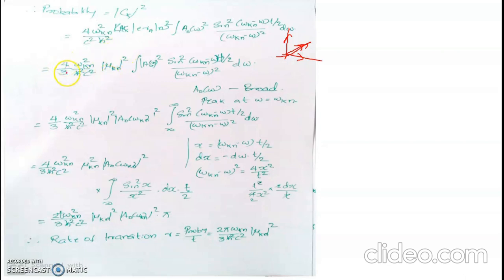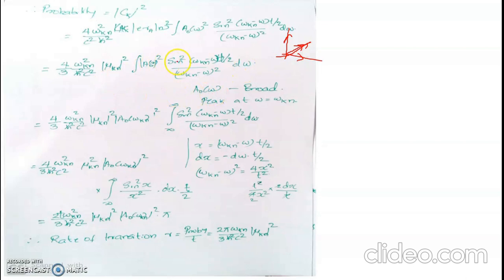So this becomes 4 by 3. These terms are repeated. Only in this step I have written it as mu kn squared, but I might have written it earlier. This is the dipole moment of transition. Integral a0 of omega squared sin squared divided by omega kn minus omega whole squared, d omega.